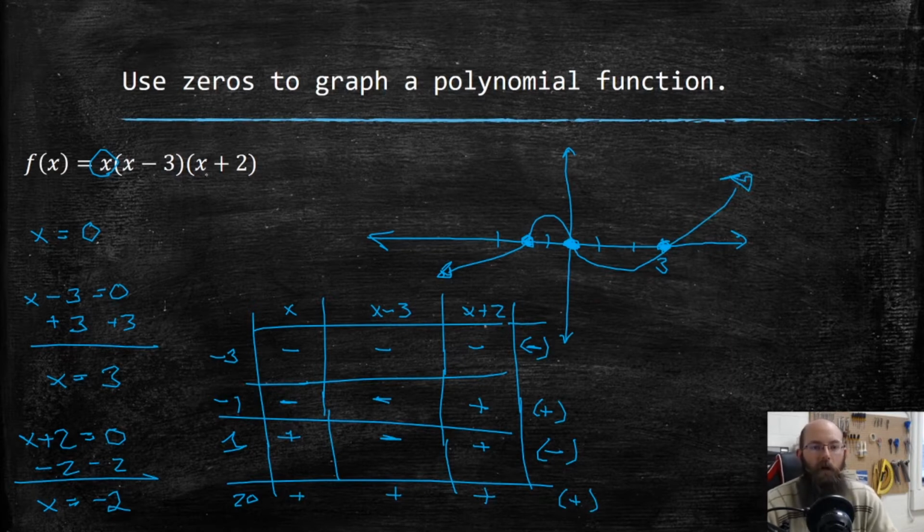So that's how I used my zeros to pretty much find out what the graph is. Then I plug in some numbers to the left of everything, between each dot, and then to the right of everything. And that'll pretty much get you a rough guess of what it looks like.